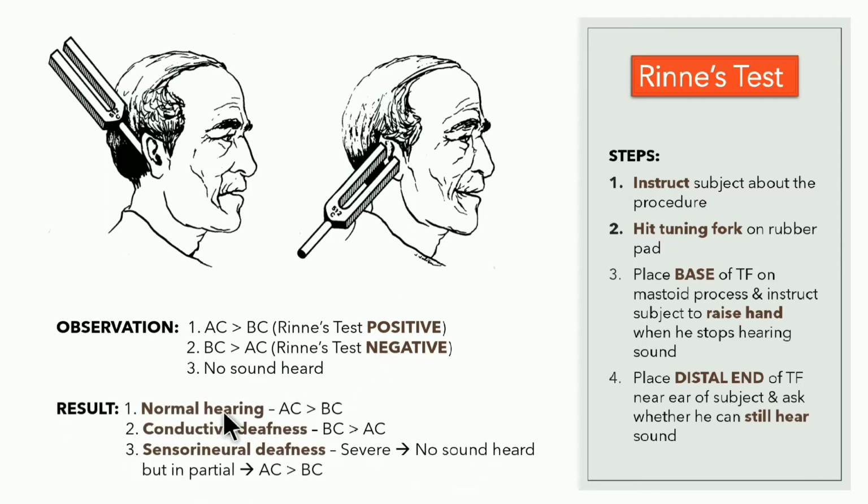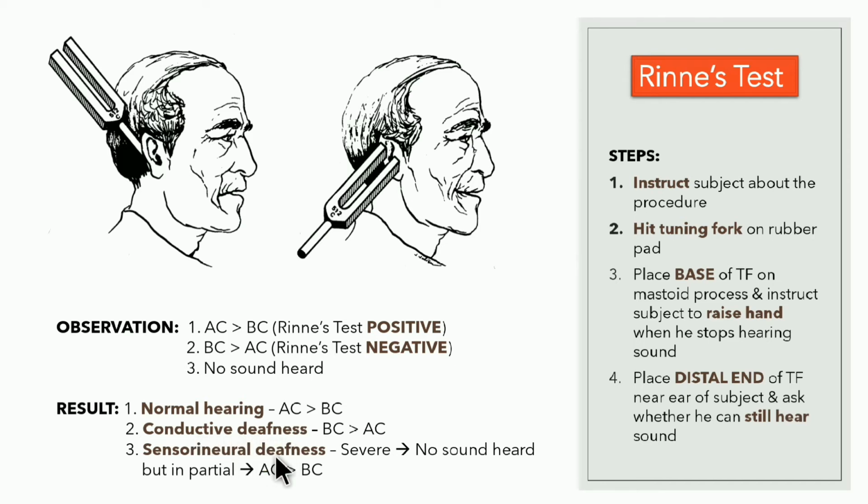When air conduction is better than bone conduction, that is when the Rinne's test is positive, the person has normal hearing. As I said, in a normal person air conduction is always better. So whenever air conduction is better, the person has normal hearing. Whenever bone conduction is better, that means the person has conductive deafness. So whenever bone conduction is greater than air conduction, the person has conductive deafness.